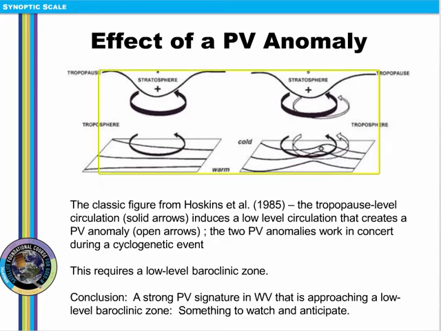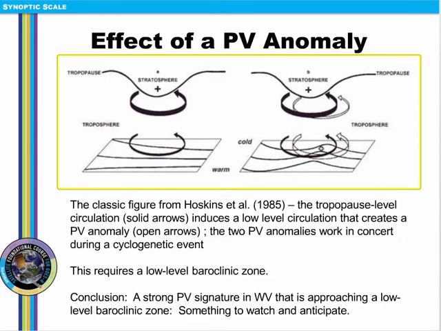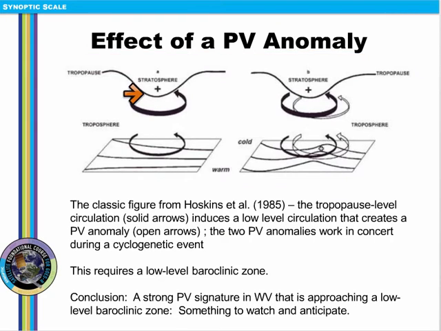This classic figure from Brian Hoskins' 1985 paper shows how the upper-level potential vorticity anomaly induces a low-level potential vorticity anomaly, and then the two anomalies grow in concert during cyclogenesis when strong upper-level forcing, as shown by the potential vorticity anomaly, is driving the cyclogenesis.